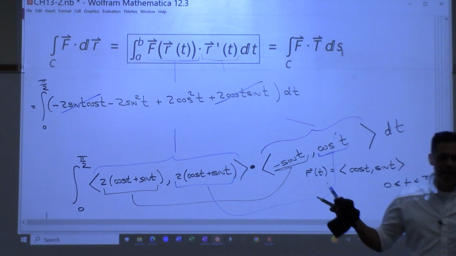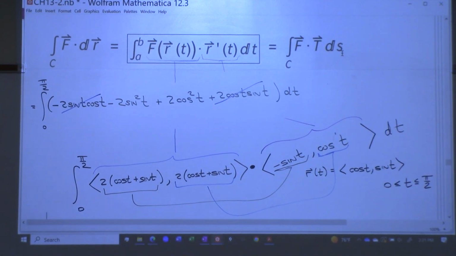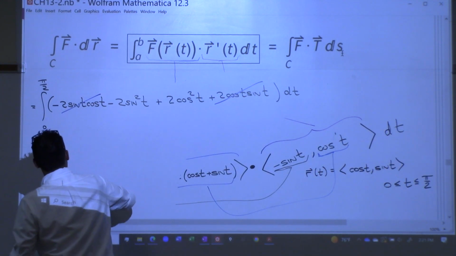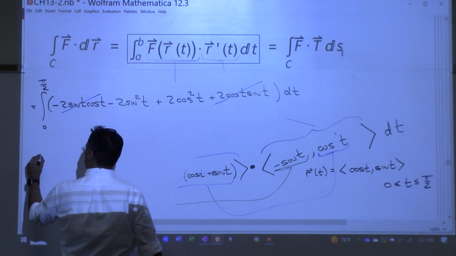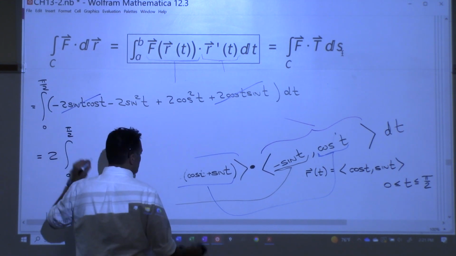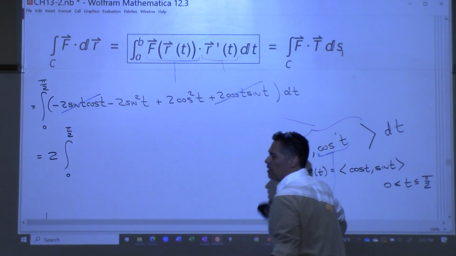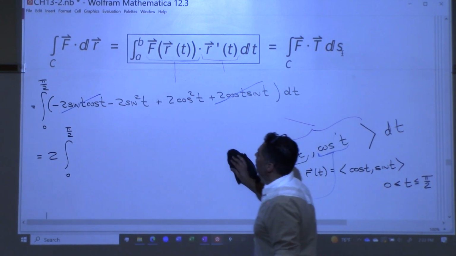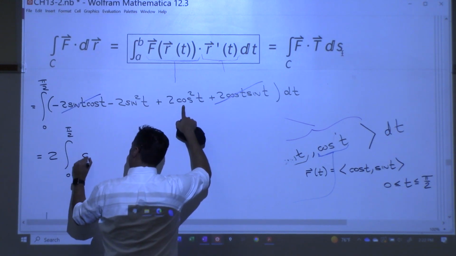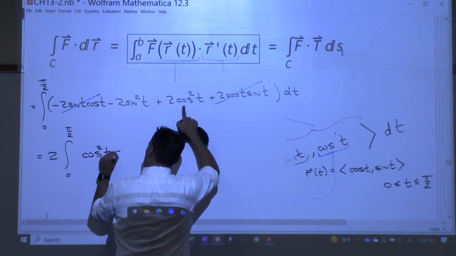Unfortunately, that's not Pythagorean because one of them's negative, the other one's positive, right? You can pull a 2. Let's go ahead and do that. We'll pull a 2 out. Integral 0 to pi over 2. I want to get this to a point that you feel like we could take it the rest of the way, right? So if I pull out a 2, I'm left with this without the 2's, right? I'm going to write it in reverse order. Cosine squared t minus sine squared t.